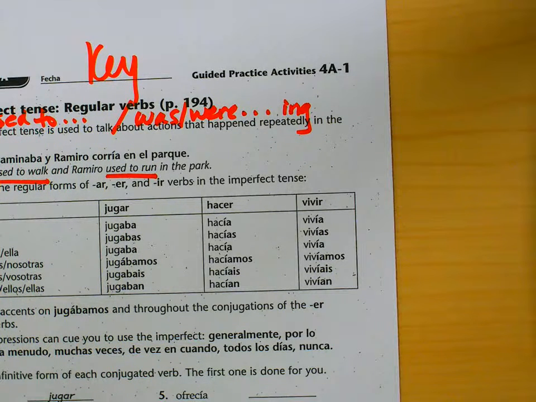It says note that accent marks on the ábamos, the nosotros form, and throughout the conjugations of ER and IR verbs, like in the íamos family, there's an accent mark there as well.